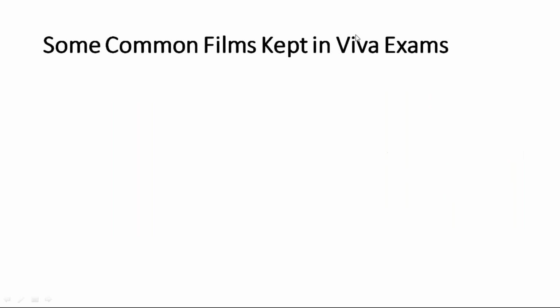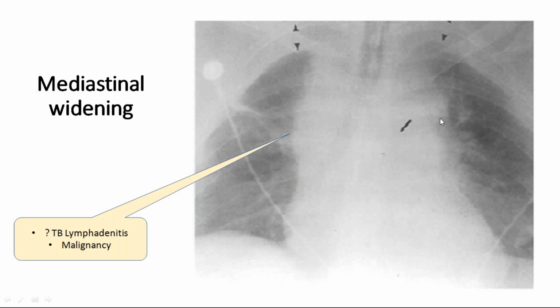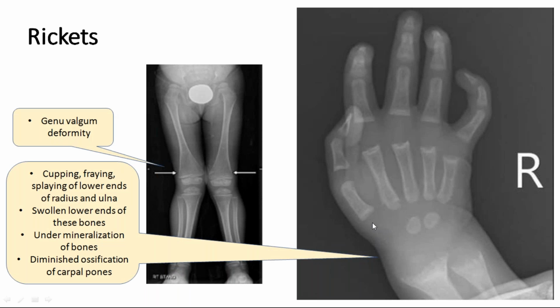So, after all the theory, now I come to the practical aspect. Time is ending anytime within 3 minutes. What films we keep in the chest X-rays for undergraduates: there is a mediastinal widening. It is a very bad film, we'll try to give a good film. Actually, there is an indication of lymphadenopathy, either malignancy or tuberculosis.